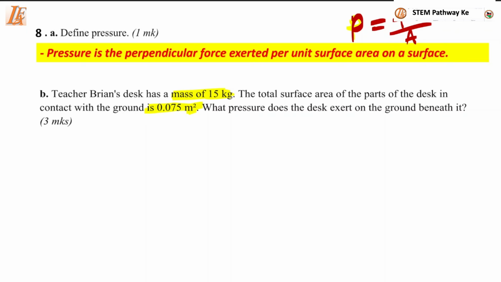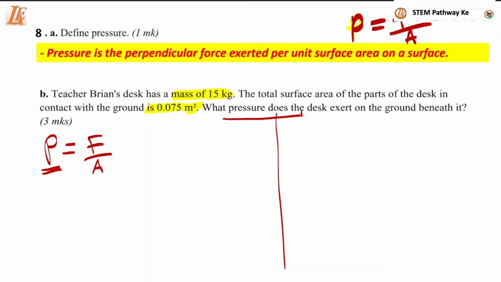So in this case, we have to use the principle that we have just said, that pressure is equal to the force acting perpendicularly per unit area. And in this case, we are supposed to find the pressure. That's what we are supposed to find. Therefore, it means we have the area and we have the force, or we can get it from the equation that we have. And in this case, the area that we have is 0.075 square meter.